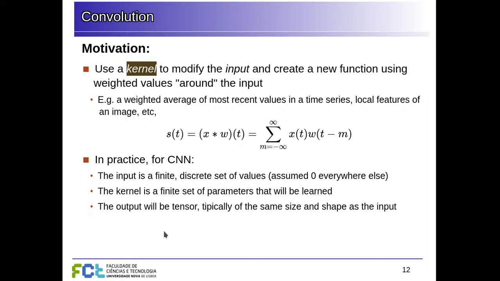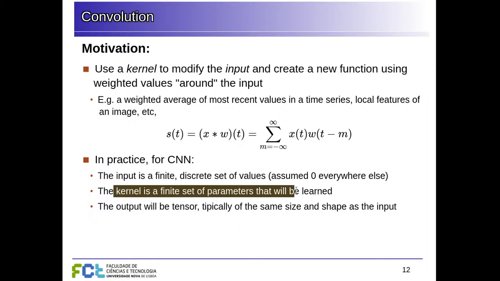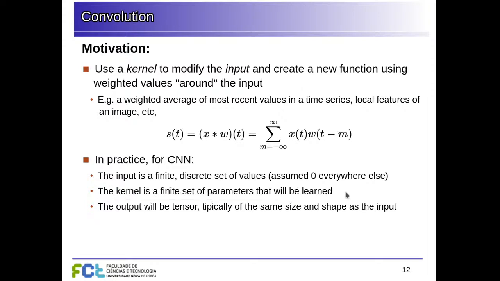So in practice, for convolutional neural networks, this kernel will be a finite set of values. So in general, a tensor. It can be one-dimensional if we are dealing with one-dimensional data, two-dimensional if data is two-dimensional, and so on. And so this is a finite set of parameters that we can think of as the weights of a neuron. We are going to multiply these by the function, and we're going to compute the result of this product.